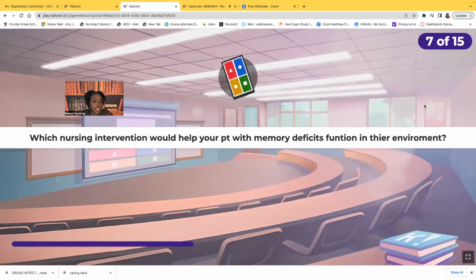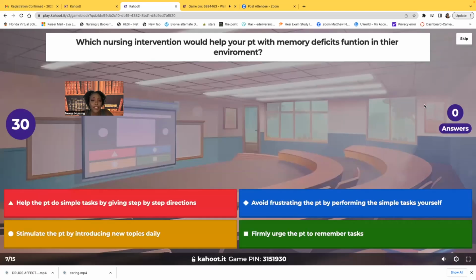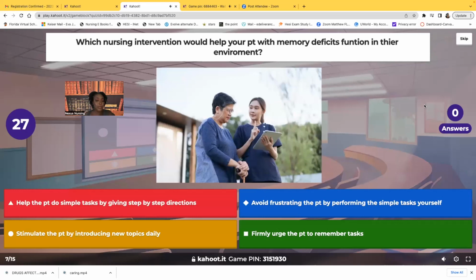Which nursing intervention would help your patient with memory deficits function in their environment? Would it be to help them do simple tasks by giving them step-by-step directions? Would it be to avoid frustrating the patient by performing the simple tasks yourself? Would it be to stimulate the patient by introducing new topics daily? Or would it be to firmly urge the patient to remember tasks? Which intervention would help with memory deficits and for them to function in their environment?